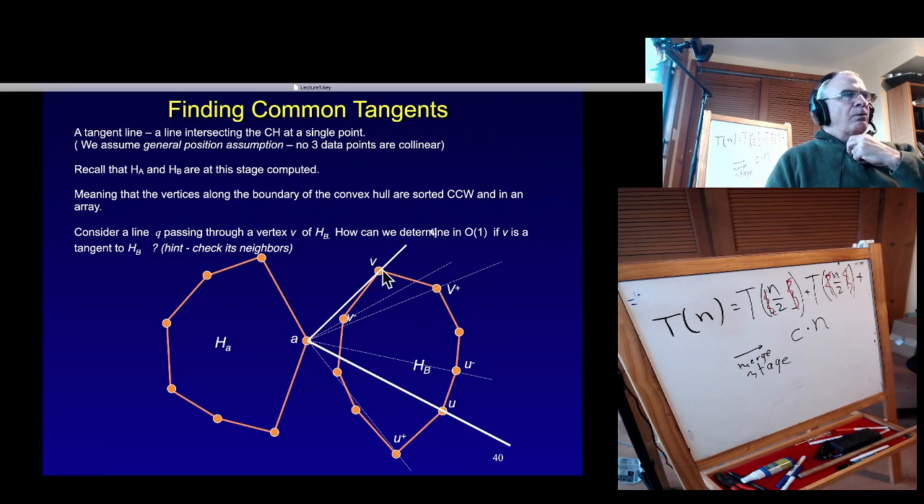So A, I know what the vertices are, and B, I know in which order they are. I know for each vertex who comes next in a clockwise order and who comes before in a counterclockwise order. How can I check if this line that goes through V is a tangent or not?